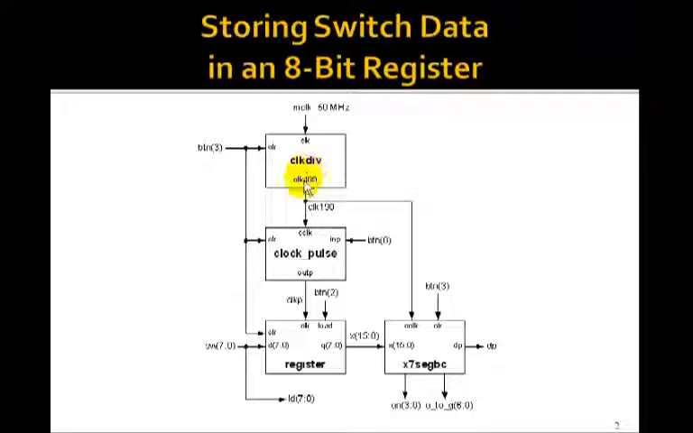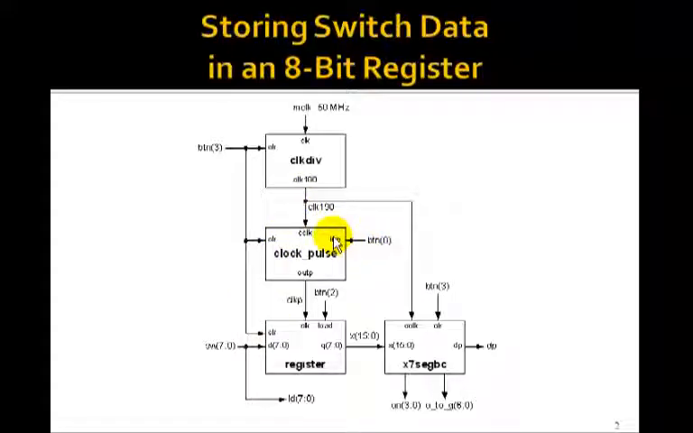The clock div will bring out clock 190, that is a 190 Hertz pulse. We'll use that to drive our clock pulse component as well as X7 seg BC. Remember, the 50 megahertz M clock is the input to here. We'll use button 3 to clear all of these modules. We'll use button 0 as the input.